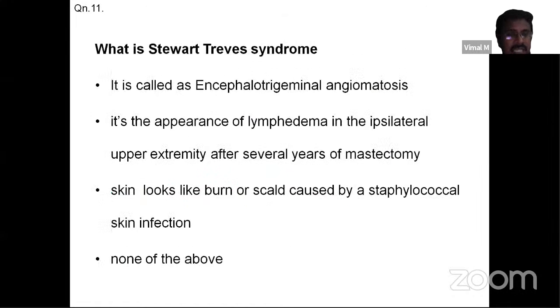Now let us move on to the other question. What is Sturge-Weber syndrome? We are dealing with CVS and blood vessels. So what is Sturge-Weber syndrome? Something to do with blood vessels? Let us see. It is called encephalotrigeminal angiomatosis. Options: the appearance of lymphedema in the ipsilateral upper extremity after several years of mastectomy; skin looks like burn or scald caused by a staphylococcal skin infection; none of the above. So let us explore what is Sturge-Weber syndrome.